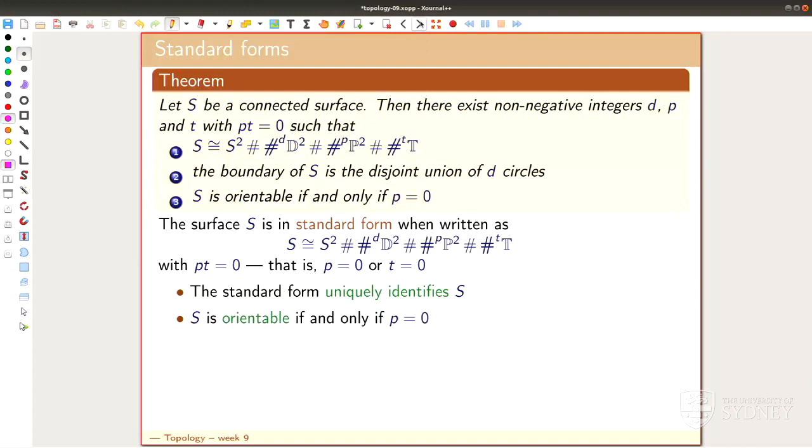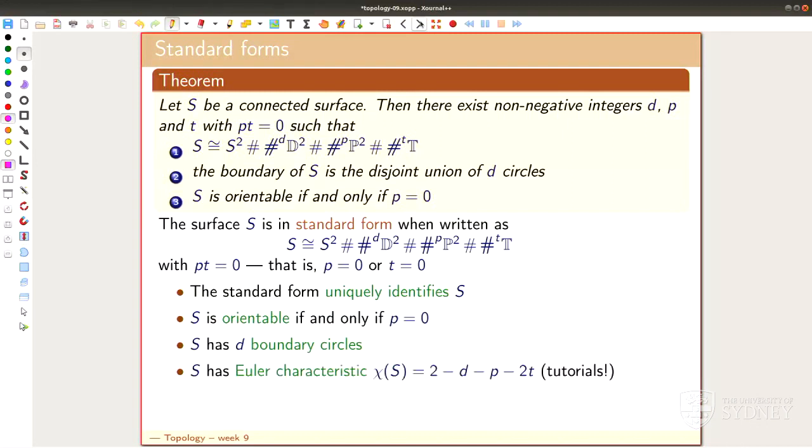And we can read off orientability and whatever just from the standard form, right? We can read off the number of boundary cycles from the standard form. We can read off the Euler characteristic from the standard form using that formula, which I postponed to the tutorials. So it's really easy. You can read off the Euler characteristic if you know d, p, and t. Just the formula 2 minus d minus p minus 2t. Nothing fancy, just a really simple formula. So we know everything about our surface as soon as we know the standard form, like everything.